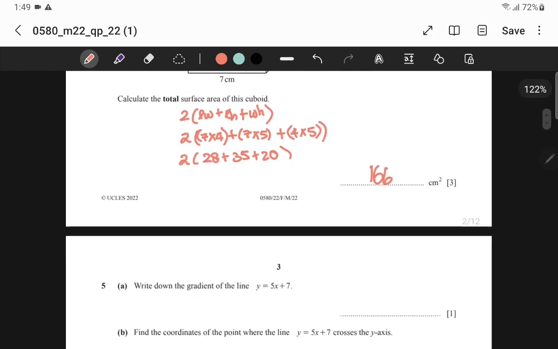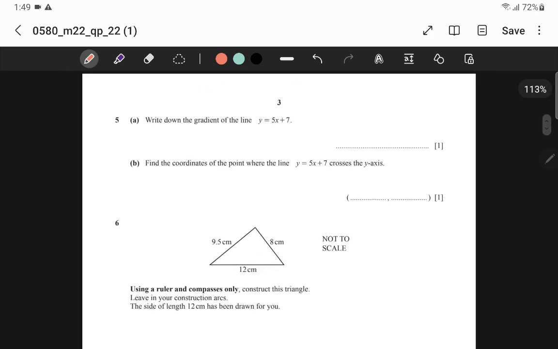Okay. Write down the gradient of the line y equals 5x plus 7. So remember, this one uses the format y equals mx plus c. The m is the gradient, the c is where the line intersects the y-axis. So if you look here, the gradient will be 5.